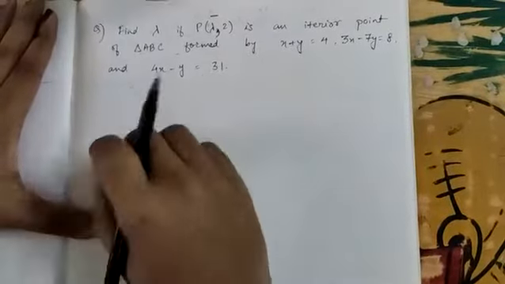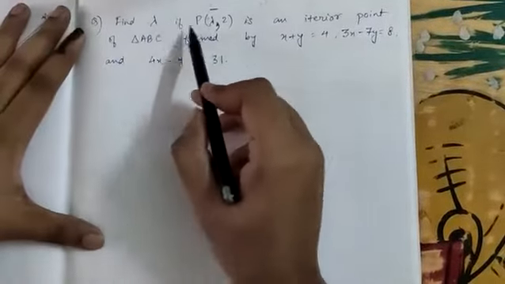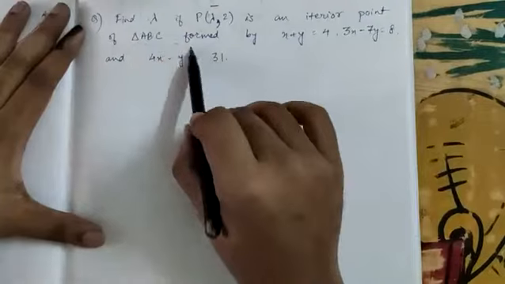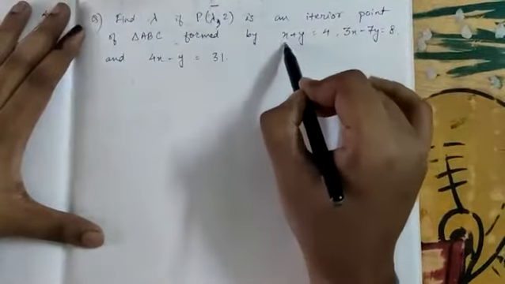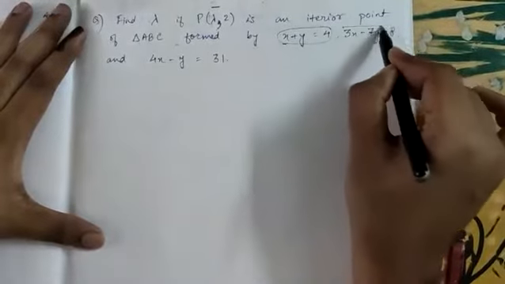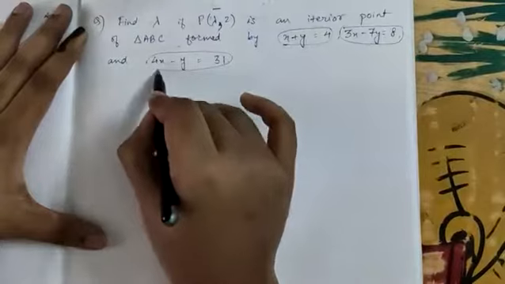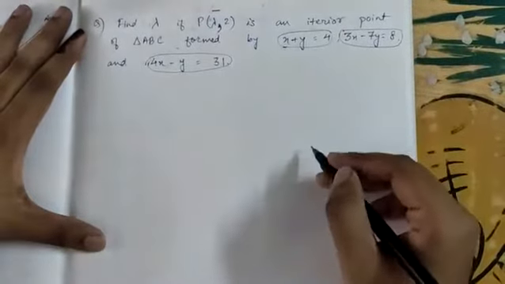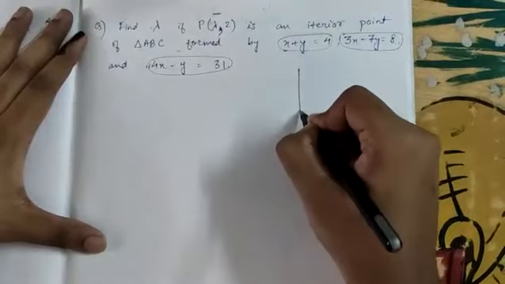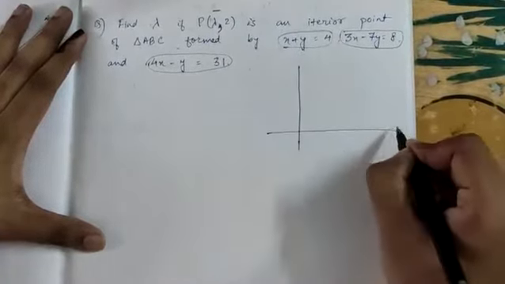In the next sum it is said: find lambda if the point P (lambda, 2) is an interior point of triangle ABC formed by these 3 equations: x plus y equal to 4, 3x minus 7y equal to 8, and 4x minus y equal to 31. In these types of sums, the best possible way is to roughly draw the diagram. So let me draw this.